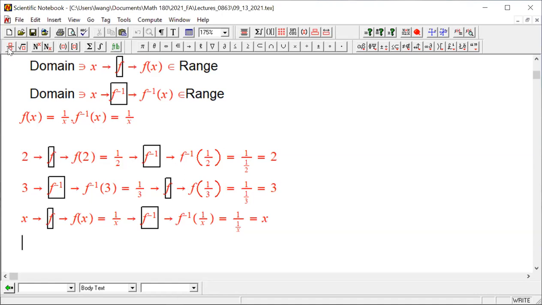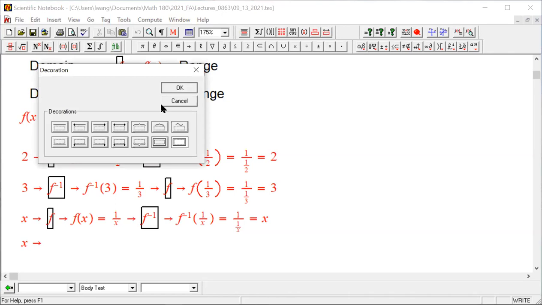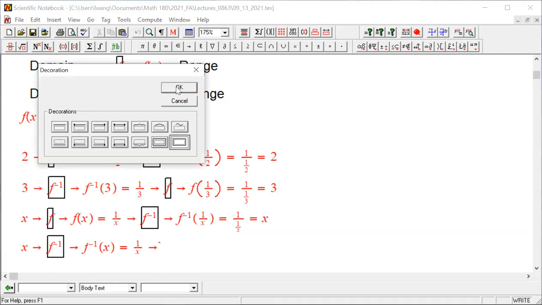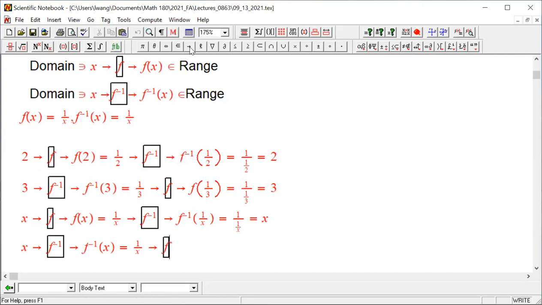Okay. I expect you guys to ask questions. So this is the last line I'm going to cover today. This input x is going to be from the domain of F inverse. It's going to come out as F inverse of x, and this of course is my output, 1/x. Then I take this output and serve it as the input for F, and it produces F of 1/x. Once again, the same drill.